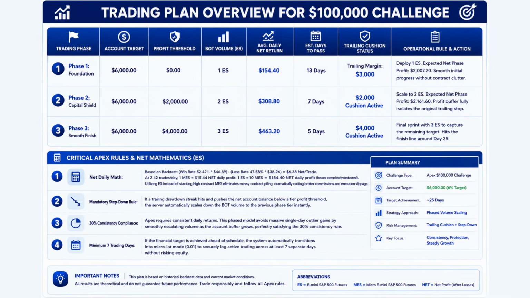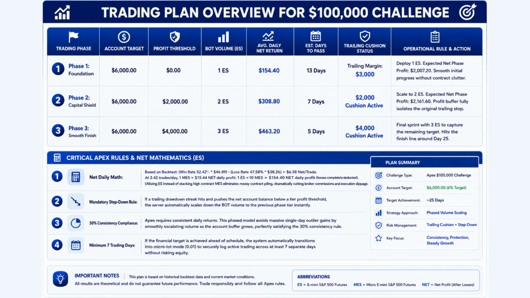For the $100,000 account with a $6,000 profit target, this plan uses E-mini S&P contracts, or ES, to improve execution efficiency and reduce trading costs compared to using a large number of MES contracts. The plan is divided into 3 stages. In the first stage, we start with one ES contract for about 13 trading days to build an initial profit cushion of roughly $2,000. Once the account reaches the $2,000 profit milestone, position size increases to 2 ES contracts to accelerate growth while creating an even larger safety buffer.